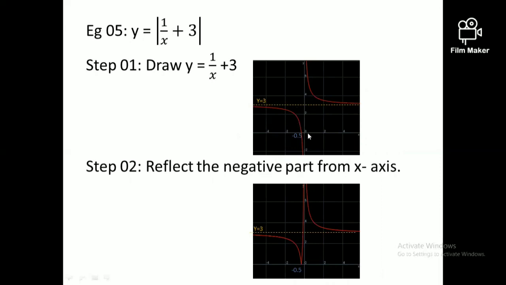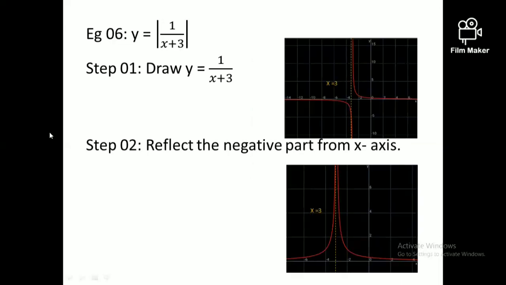Then what happens with the modulus part of it? The vertical asymptote up to here doesn't make a difference. The only part where you can see it's negative is this. Then this negative part reflects to the positive side. So this part, from here to the bottom, reflects to the positive side. That is the graph of modulus of 1 over x plus 3.